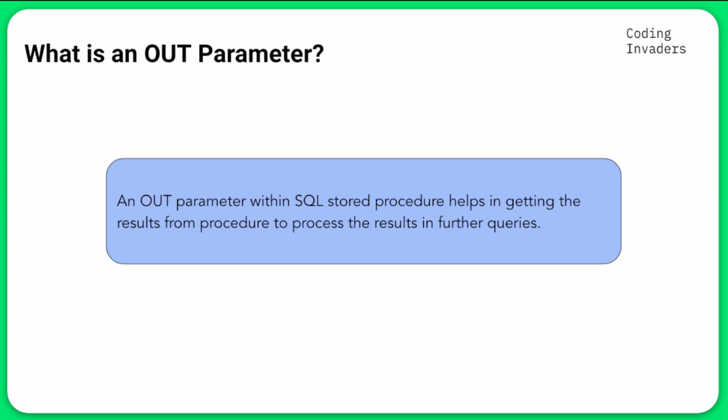An out parameter within a SQL stored procedure helps in getting the result from the procedure to process the result in further queries. So, a stored procedure can also be used to return the result with the help of an argument. One such argument here is an out argument. Here the stored procedure not only takes the argument as input, it can also return the result to us or give the output that we require.